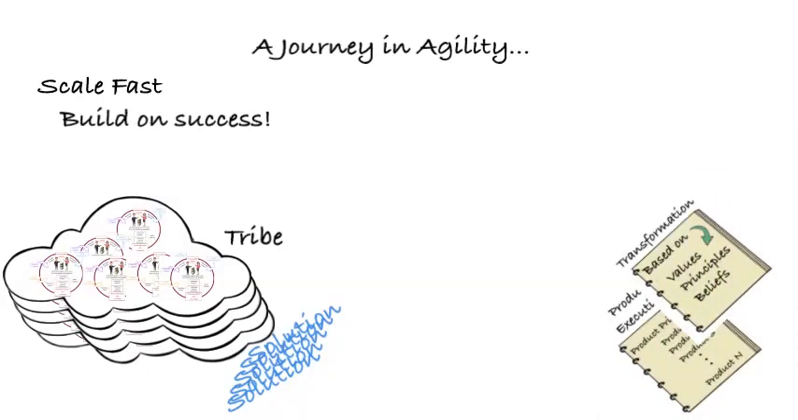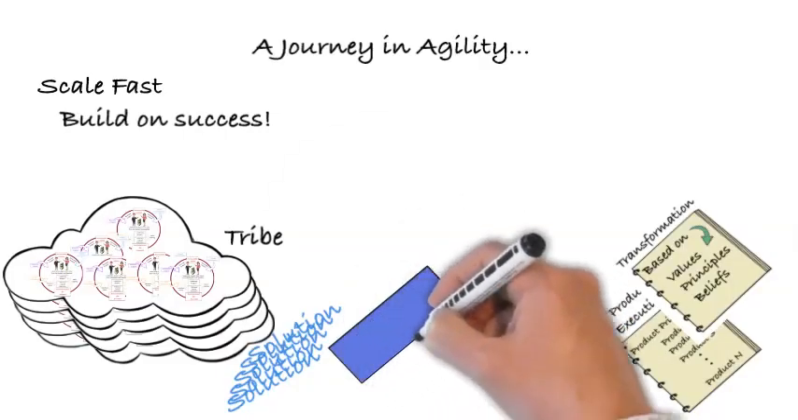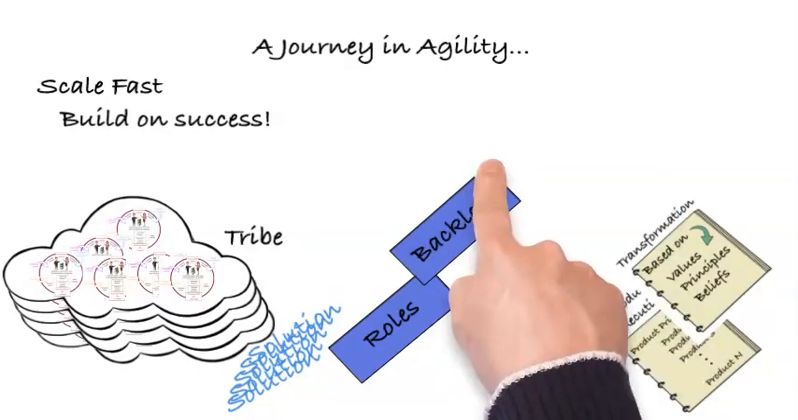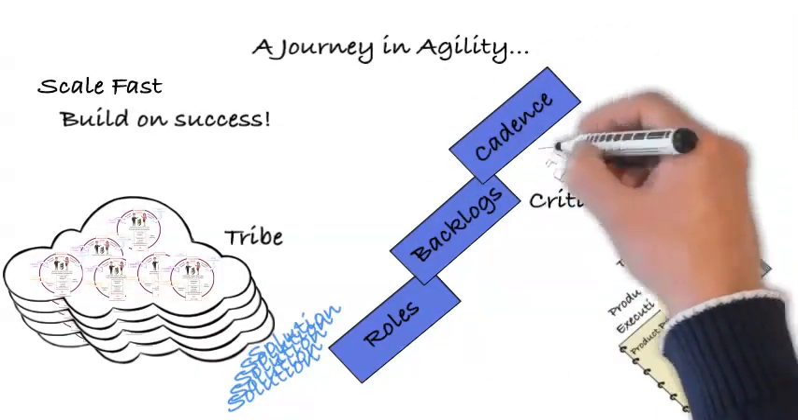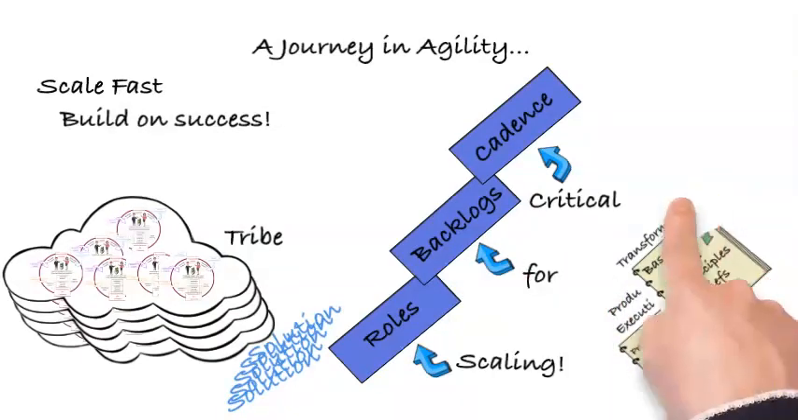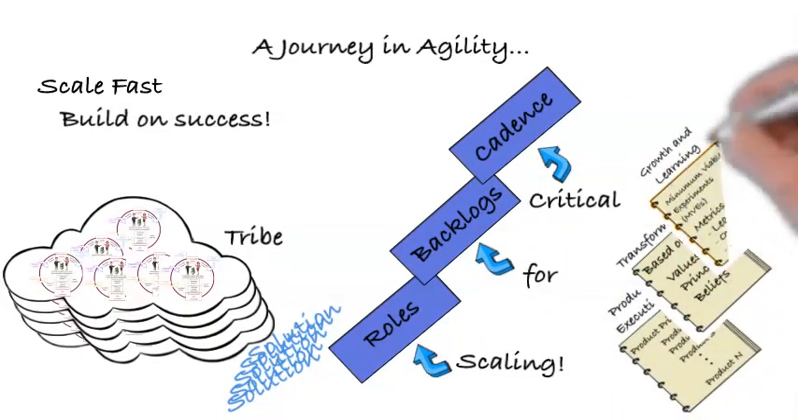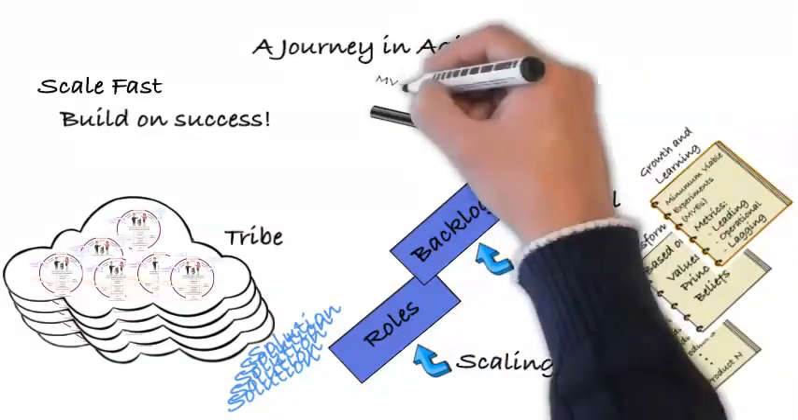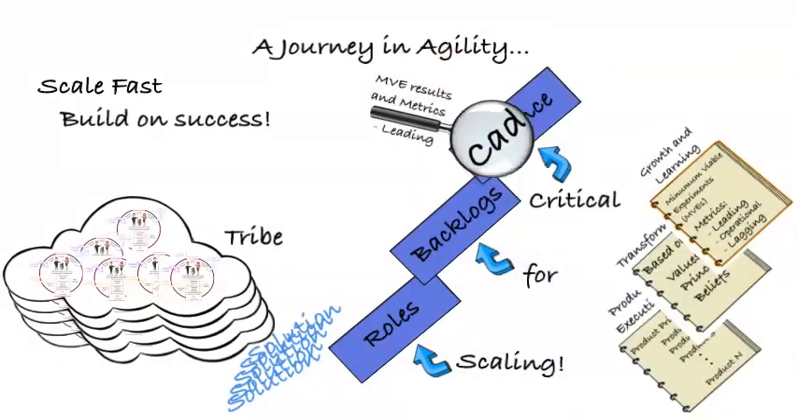We can now leverage the Transformation Guide to ensure that we have the roles, the backlogs, and the cadence in place. All of these are critical for scaling. Finally, we can utilize the Growth and Learning Guide. This contains the MVE results and metrics, including our leading, operational, and lagging indicators. These can be used to gauge our progress as we continue on our Agile journey.